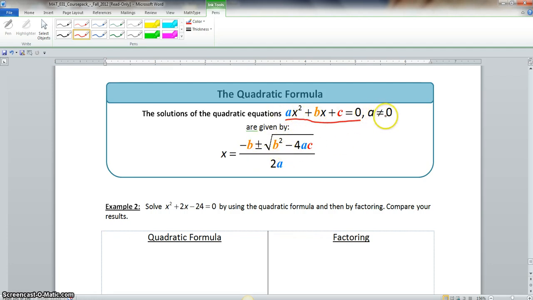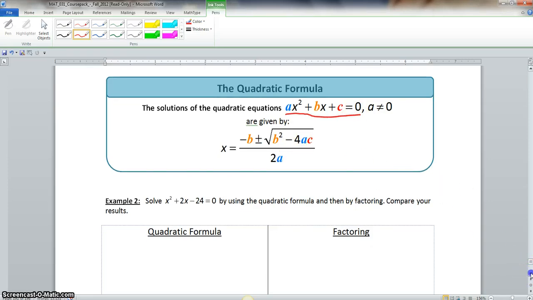It could be any other number but 0. So the coefficient in front of the variable squared is our a, the coefficient in front of x is our b, and then our constant is c. And the equation must equal 0 in order to use this equation here.